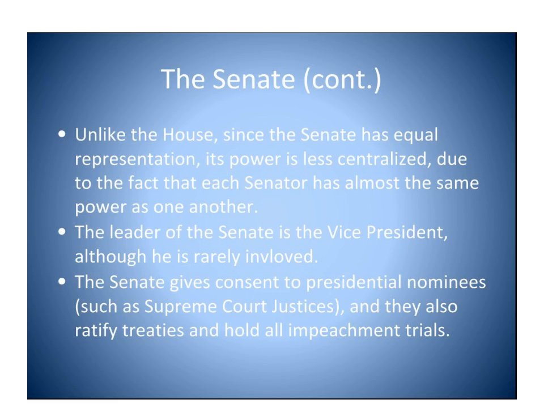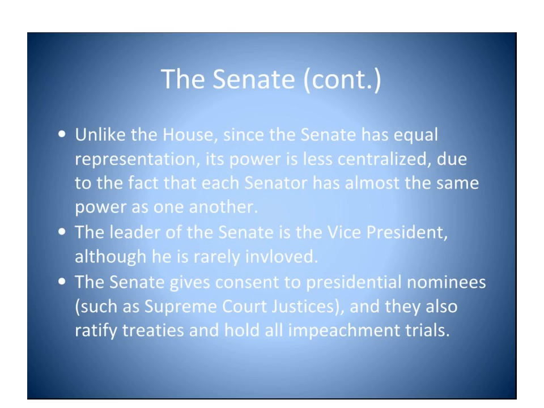Now, unlike the House, since the Senate has equal representation, its power is less centralized due to the fact that each senator has almost the same power as one another. Since there are 100 total senators, 2 for each state, this would essentially give the small states an equal representation in what they had to say.